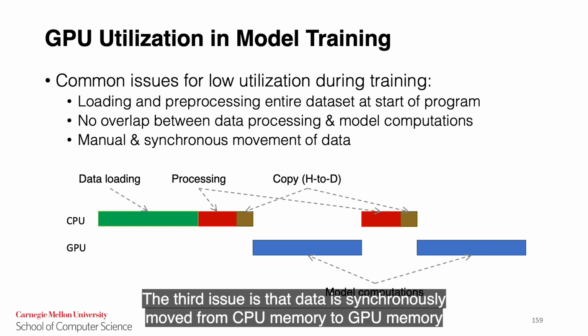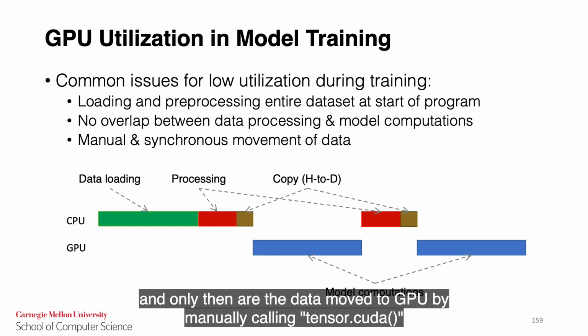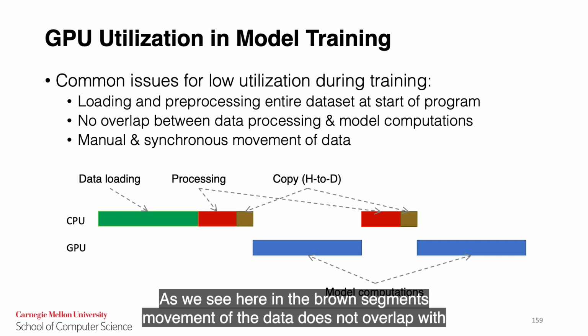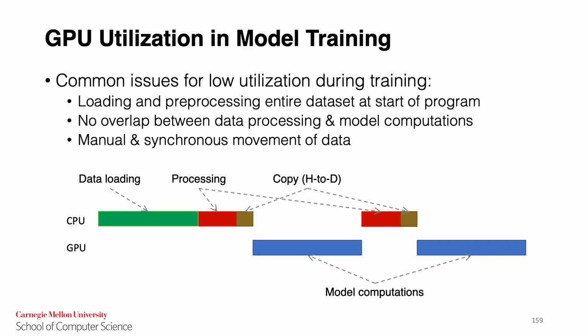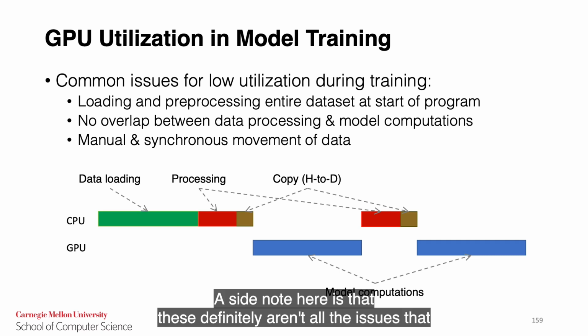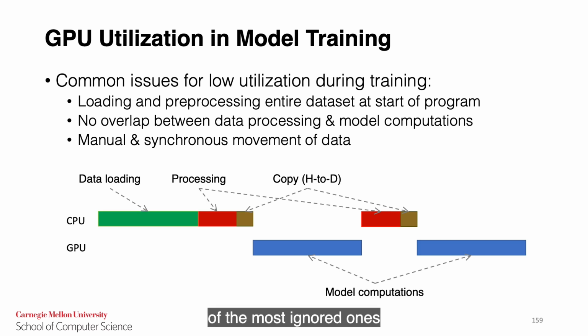The third issue is that data is synchronously moved from CPU memory to GPU memory. In most of the PyTorch code that I've seen, data is passed directly into the model forward method as a CPU tensor, and only then is the data moved to GPU by manually calling tensor.cuda. As we see here in the brown segments, movement of the data does not overlap with either processing or the computations. A side note here is that these definitely aren't all the issues that cause low utilization, but I think they are representative of some of the most ignored ones.